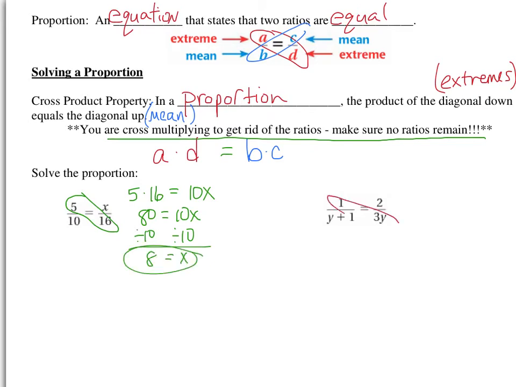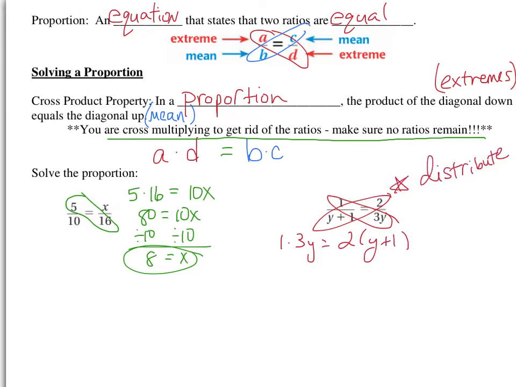For the second one, we have to take our 1 times the 3y, and then our 2 times the y plus 1. Make sure you make a little note here. You have to distribute, and that's because you have something that's being added on one of your parts of your ratio. So we will get 3y equals 2y plus 2. Subtract my 2y over, so I end up with y equals 2 for that answer.